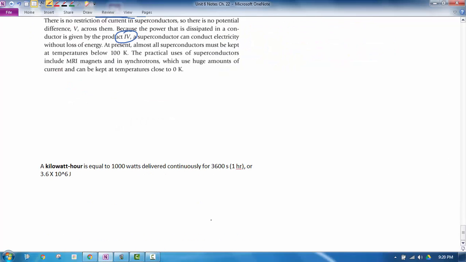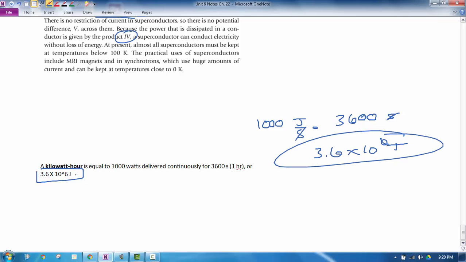Next thing is a kilowatt hour. You need to know this, we've talked about this. A kilowatt hour is 1,000 watts delivered continuously for 1 hour or 3,600 seconds. So if you just do the math on that, you have 1,000 watts, which is 1,000 joules per second, times 3,600 seconds. The seconds cancel, and you get 3.6 times 10 to the 6 joules. So a kilowatt hour is a unit of energy, and all it is is 3.6 times 10 to the 6th joules.